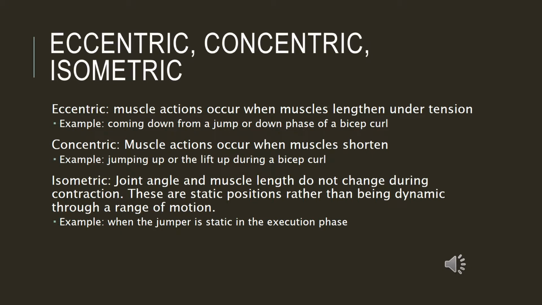Isometric is when joint angle and muscle length do not change during contraction. These are static positions rather than being dynamic through a range of motion. For example, this is when the individual is static in the execution phase.